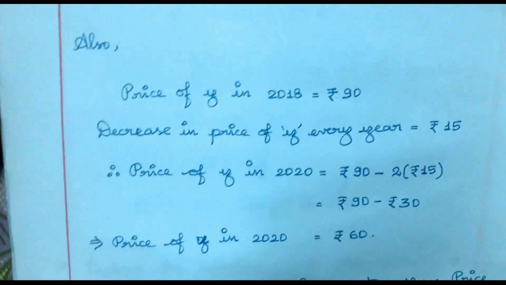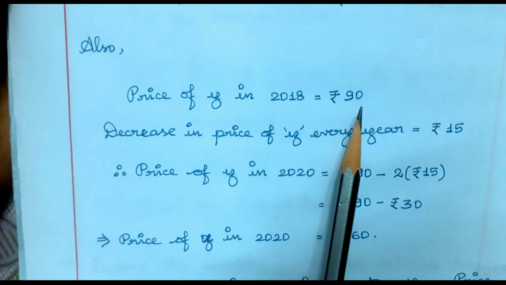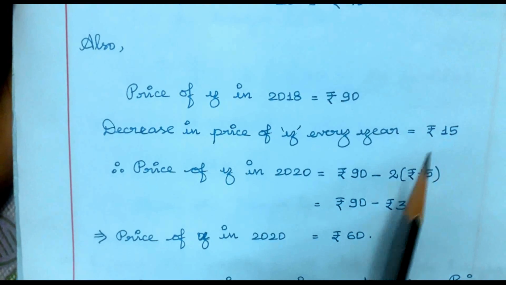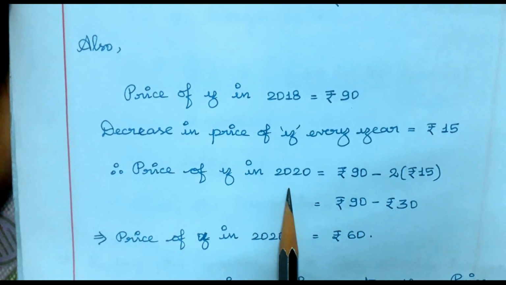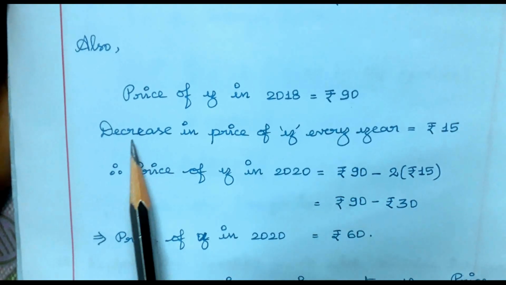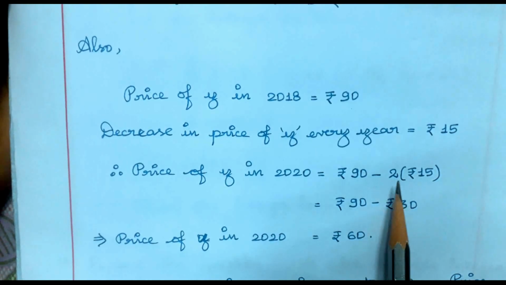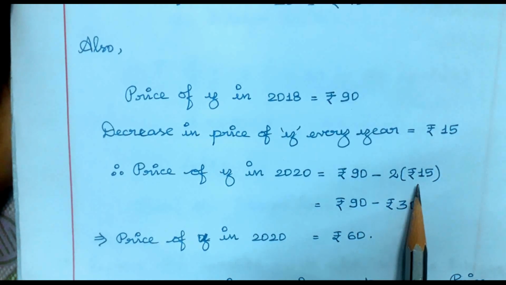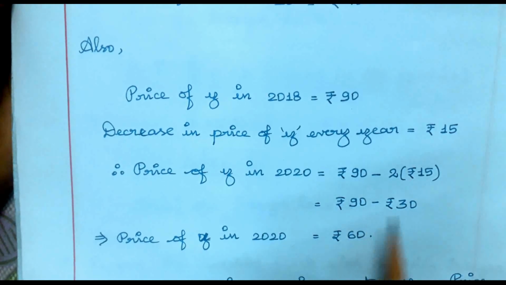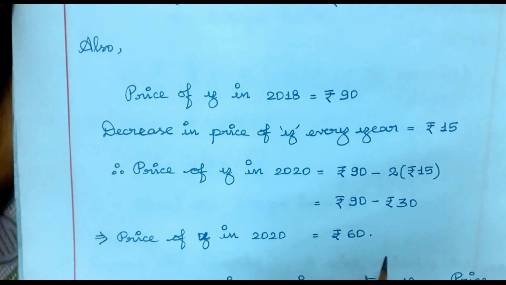Also now we have to calculate the price of Y. Price of Y in 2018 is rupees 90, but the decrease in price of Y every year is rupees 15. Therefore, the price of Y in 2020 is equal to, already the amount is rupees 90. Since it is decreasing, we have to subtract. How many years? 2 years we are calculating. For 2 years the decrease is rupees 30. Okay, 90 minus 30 is 60. This implies the price of Y in 2020 is rupees 60.